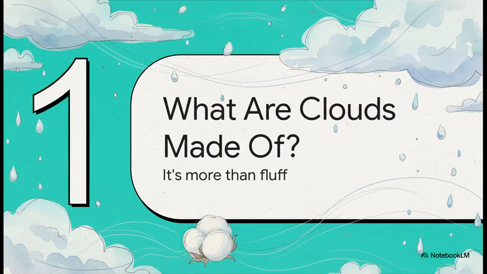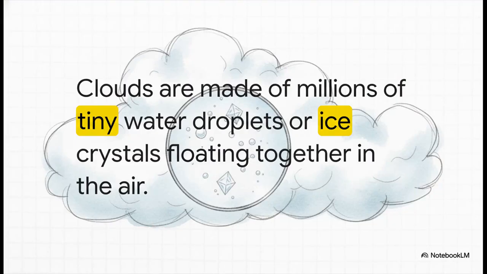Okay, first things first. When you look up and see a cloud, what are you actually looking at? I know they look like big, fluffy pieces of cotton, but nope, it's something else entirely. Yeah, they are definitely not solid. A cloud is really just a giant collection of millions, no, billions of tiny little water droplets or ice crystals. They're all just floating together up there in the atmosphere, and they're so incredibly small and light that they can just hang out up there, no problem.